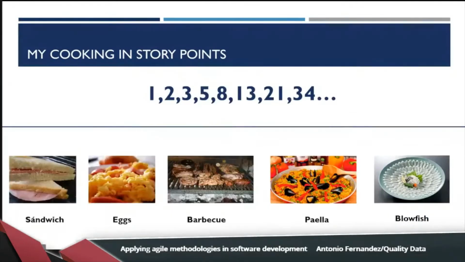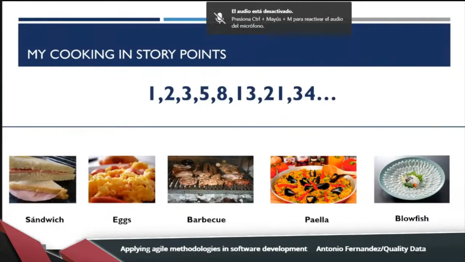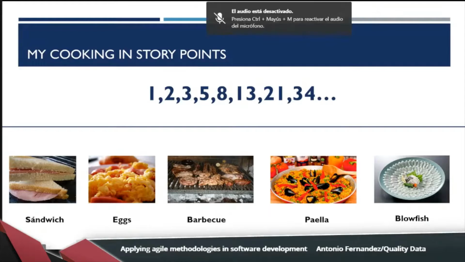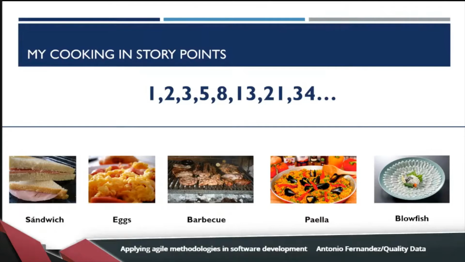Now, I want to make an analogy with a more tangible activity of our daily life. I'm going to show an example using cooking with story points. I have these plates to prepare, and I'm going to begin with the easiest for me. The sandwich. It's a simple sandwich with ham and cheese. For me, we can complete it in a couple of minutes. It's very easy. I have no uncertainty, I have no risk, and it's very easy to complete.